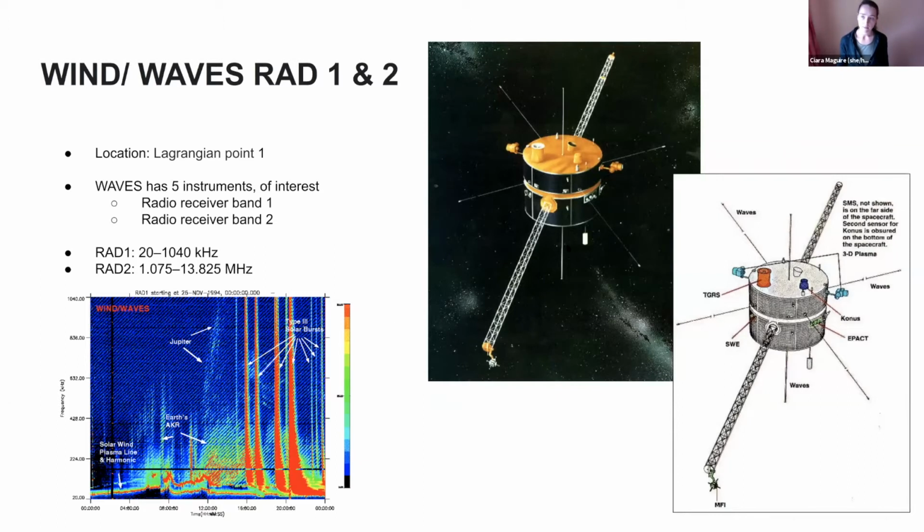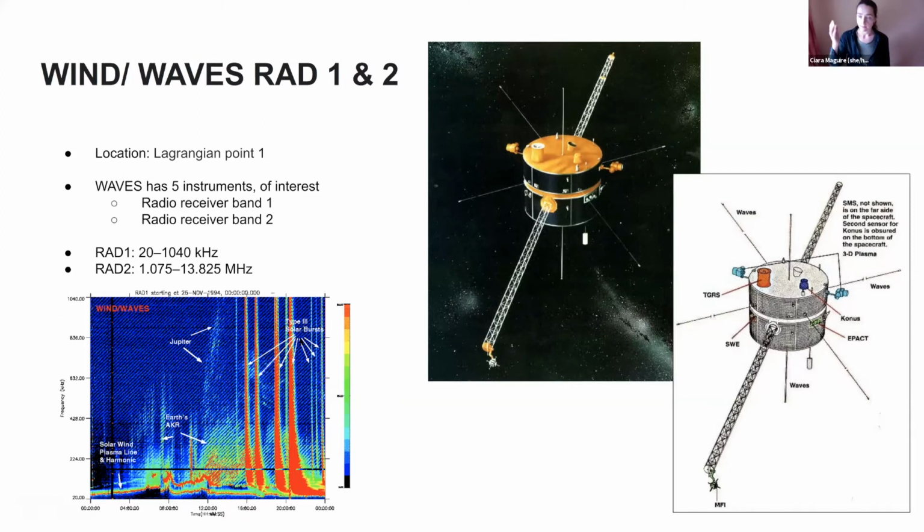And one in particular that you'll be looking at is the Wind WAVES instrument. So WAVES actually has five instruments on board, but we look at two of them when it comes to radio observations, or for solar radio bursts, I suppose. And that's receiver one and two. Now this is looking at an even lower frequency in the kilohertz range, or 1 to 13 megahertz. As an example here, showing some solar radio bursts, some type 3 radio emission observed by the instrument.